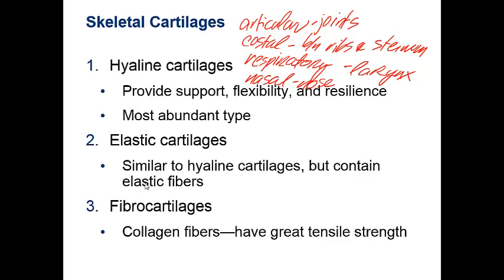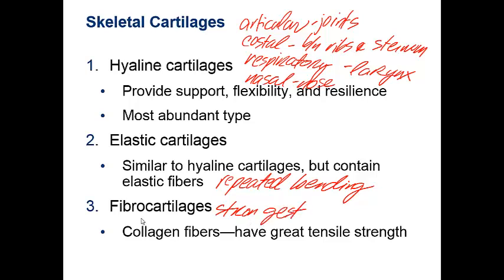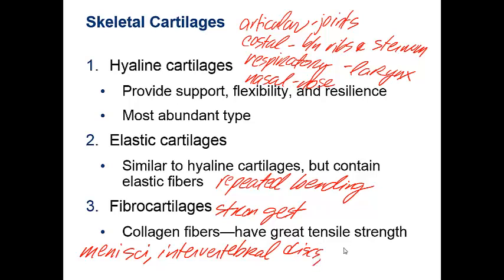The elastic cartilage contains elastin fibers, the elastic fibers, and it's located in places of the body where we need repeated bending. Then fibrocartilage is the strongest type of cartilage. It's found in the menisci of the knees. It's also in the intervertebral discs, between the vertebrae. The other location where we find it is in the fibrocartilage pad between the coxal bones, called the pubic symphysis.